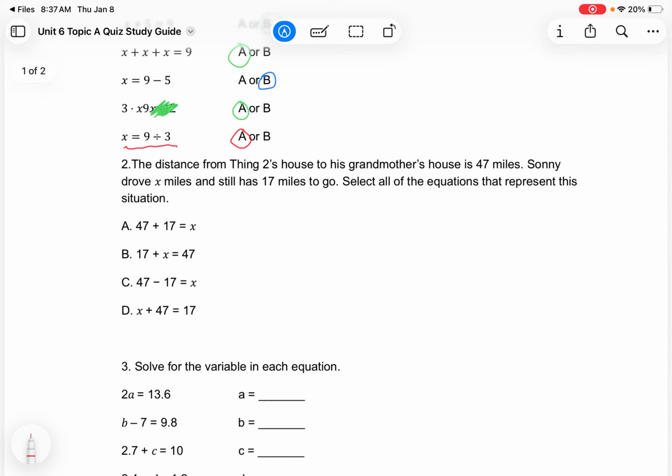All right, question 2. The distance from Thing 2's house to his grandmother's house is 47 miles. Oops.